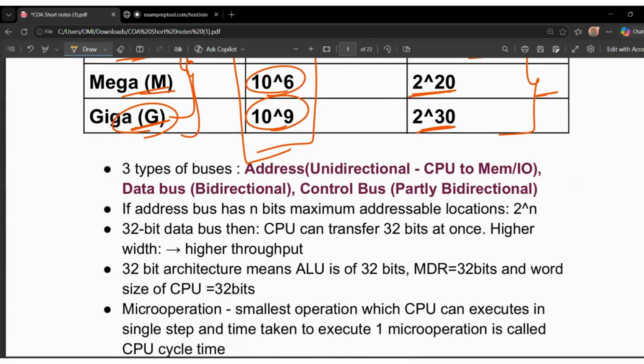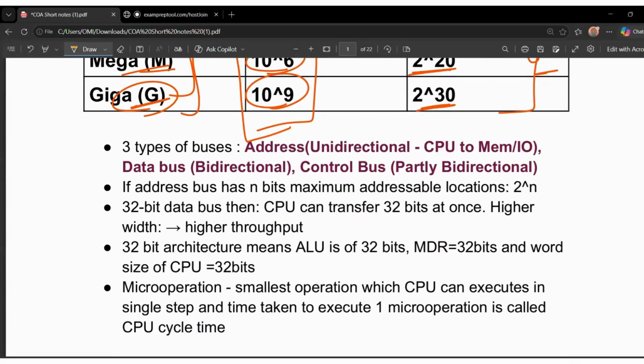Proceeding further, we have seen three types of buses. First is the address bus. It is unidirectional, from CPU to memory. We have a CPU, a memory, and an IO also. The address bus is unidirectional because the CPU generates the address, and it has to carry the address from CPU to memory.